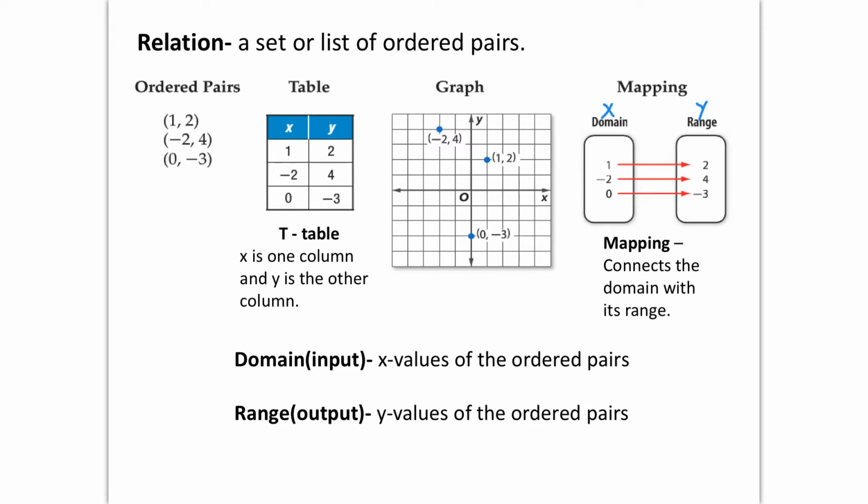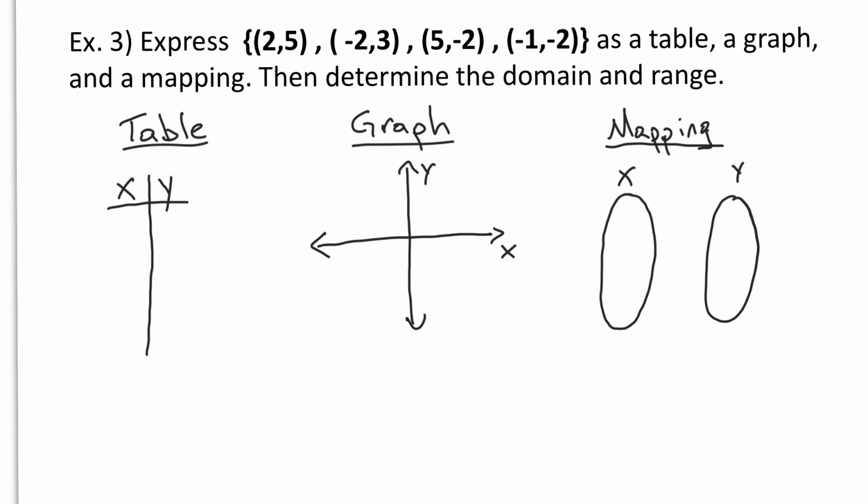So that's how you can represent a relation. Keep in mind, a relation is just a set or a list of ordered pairs, but you can have your regular parentheses ordered pairs, we can have tables, we can graph those ordered pairs, and we can do mapping. So we're going to practice. I'm going to give you a relation, just a list of ordered pairs, and we are going to represent those in different ways so we can know what they look like.